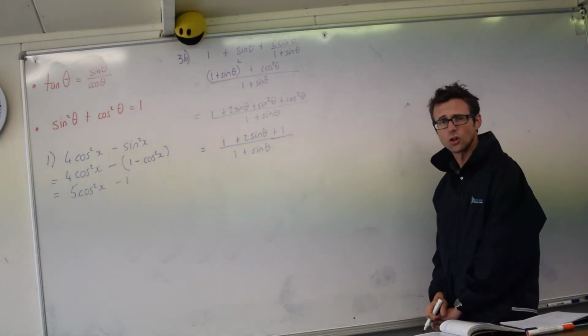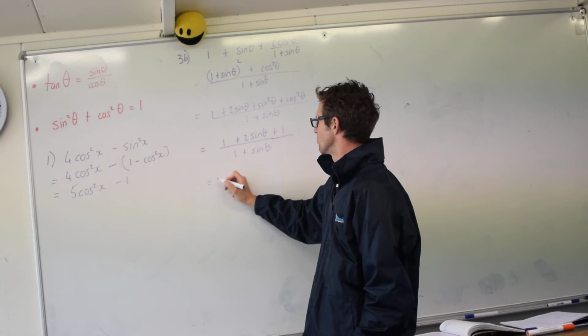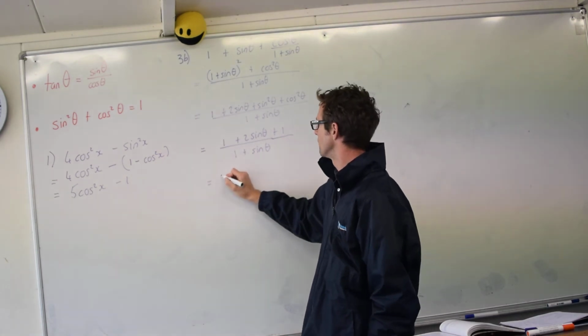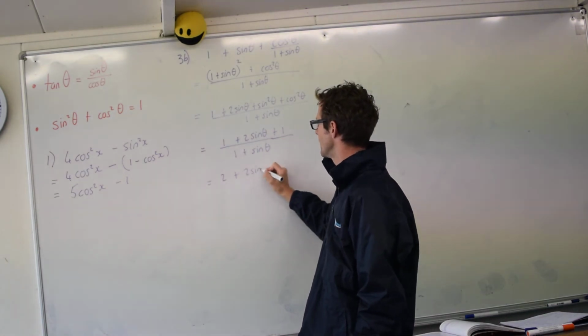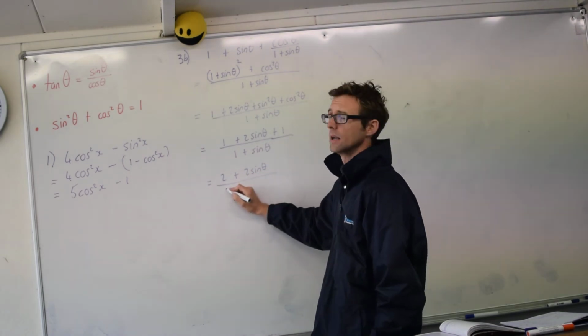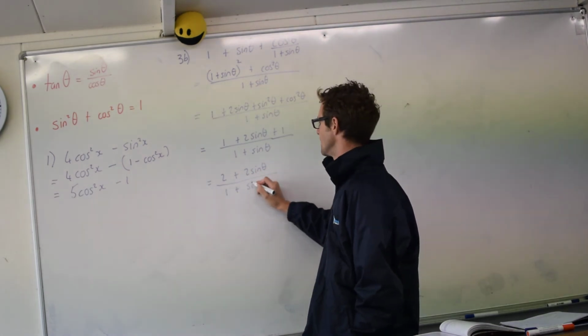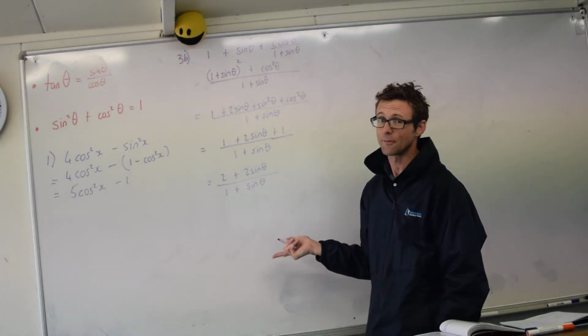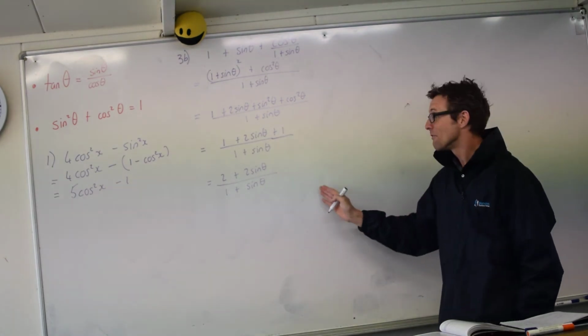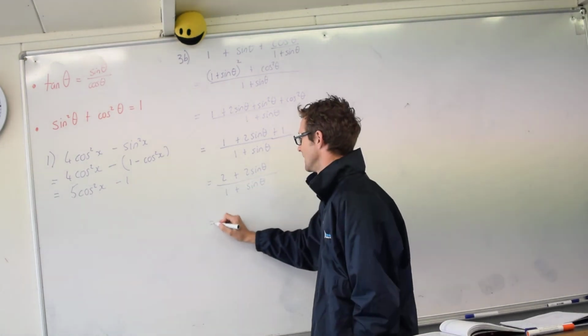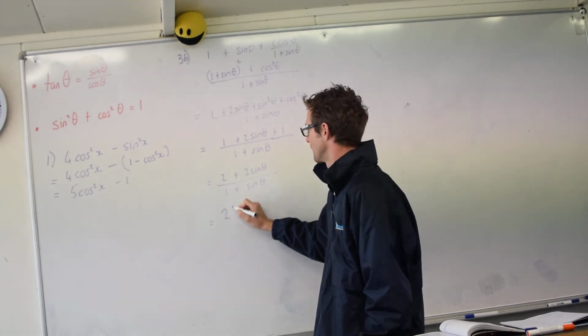So far so good. The next line is going to read, well, we gather our like terms, so we're going to have 2 plus 2 sine theta, and that is going to be over 1 plus sine theta. Now this is getting exciting. Hopefully you can see we can factorize the top by pulling out a 2.